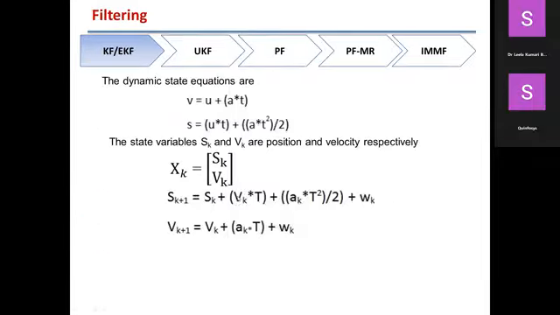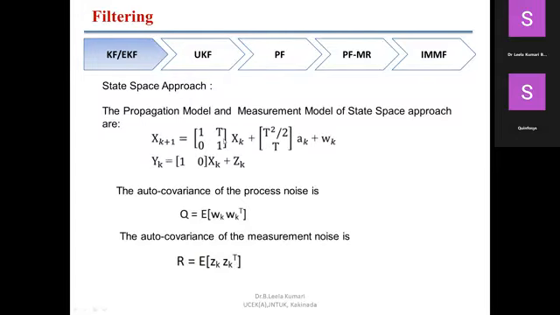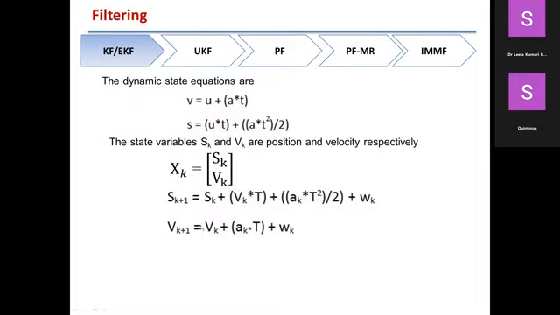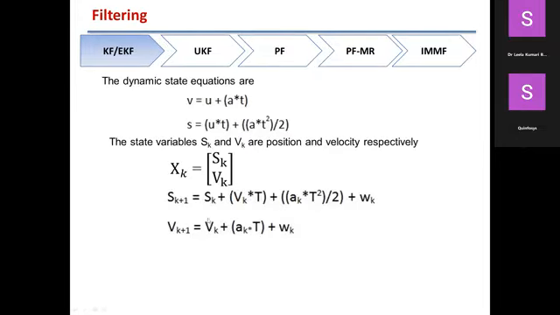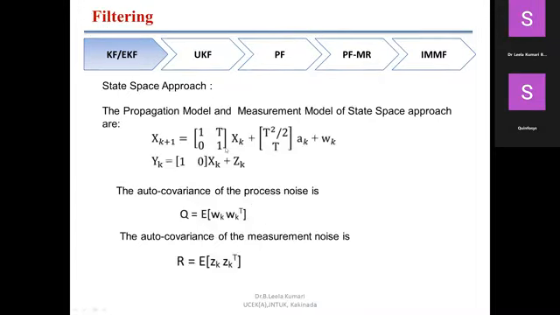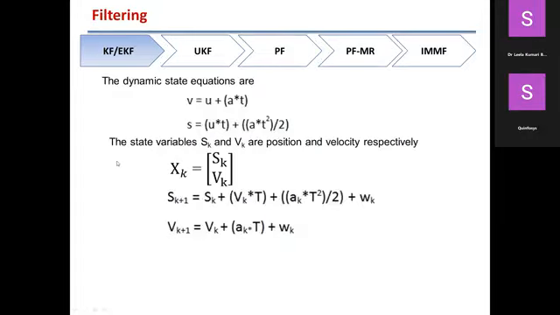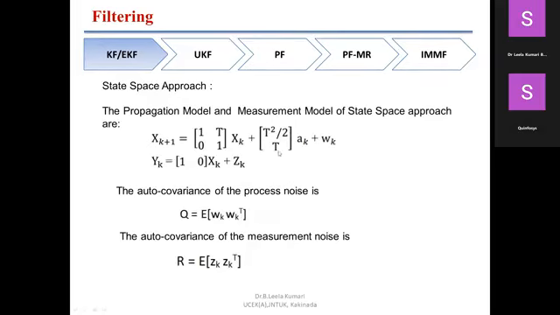Therefore here it is 1 and t. And for vk plus 1, since there is no dependence on the position sk, the coefficient for sk is 0 and the coefficient for vk is 1. So xk plus 1 is defined as the matrix [1 t; 0 1] times xk, the previous state sk and vk, plus the input term. The input we are going to give is acceleration. For sk plus 1, the coefficient of ak is t squared by 2, and for vk plus 1 the coefficient of ak is t. So t squared by 2 and t, times ak.